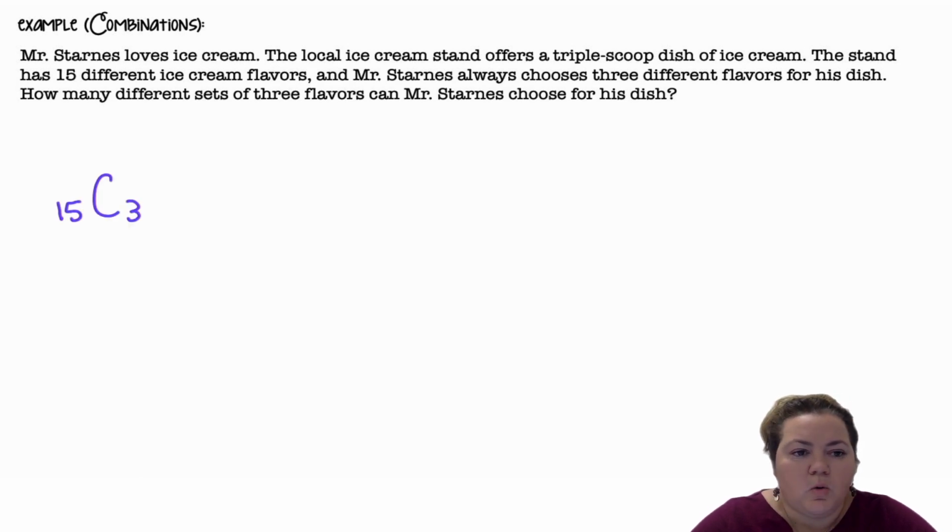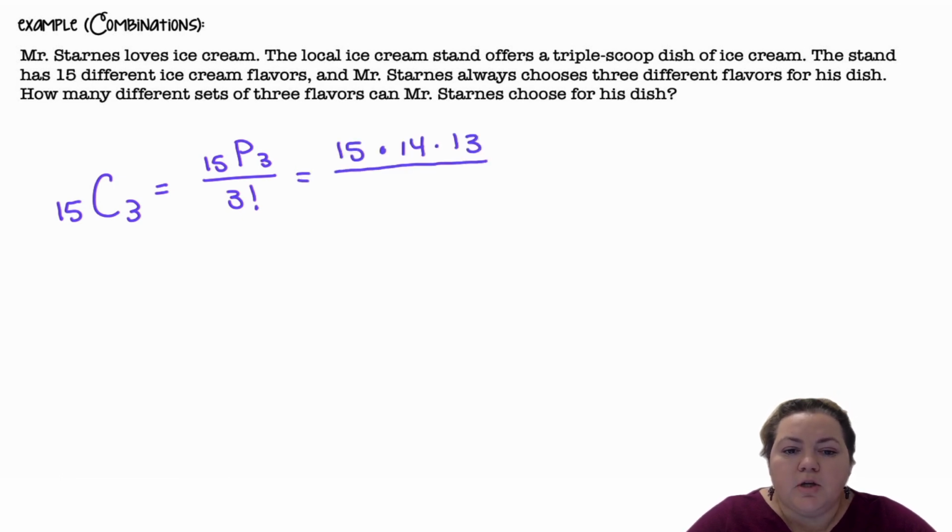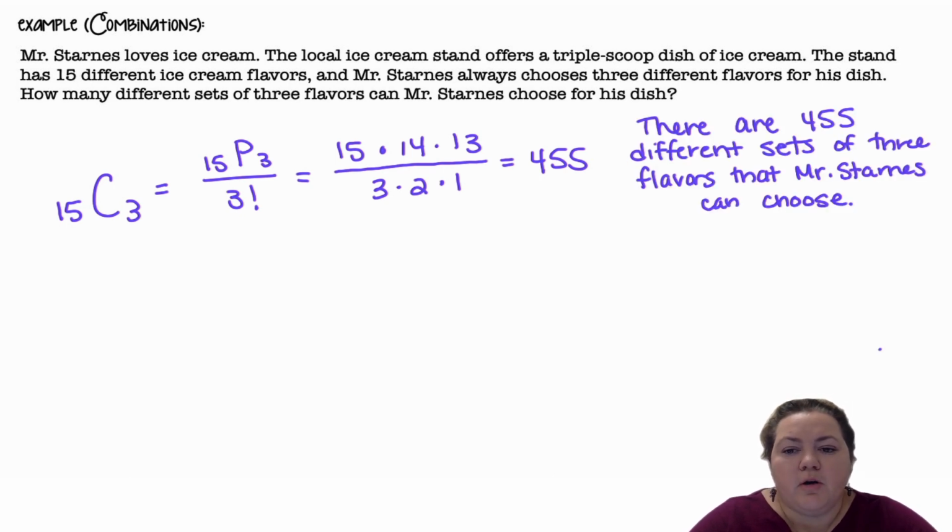All right, so we're going to say that the order that he picks the ice creams doesn't matter because they're just going in a dish or a bowl. So there's 15, and he's going to choose 3 different flavors. So 15 choose 3 would be the same as 15 pick 3, the permutations, over 3 factorial, the total number of options. So he could do 15 times 14 times 13 over 3 times 2 times 1, which is 455. And in our calculator, remember, we can go to math, go over to probability, and you'll see nCr, or you can also do alpha y equals, and then go to functions, and you'll see nCr. So there are 455 different sets of 3 flavors that Mr. Starnes can choose.